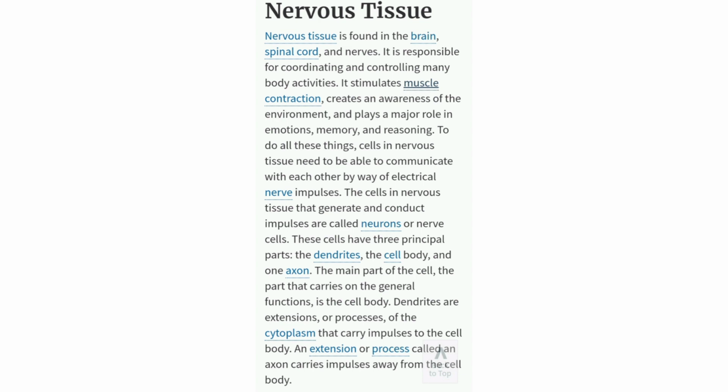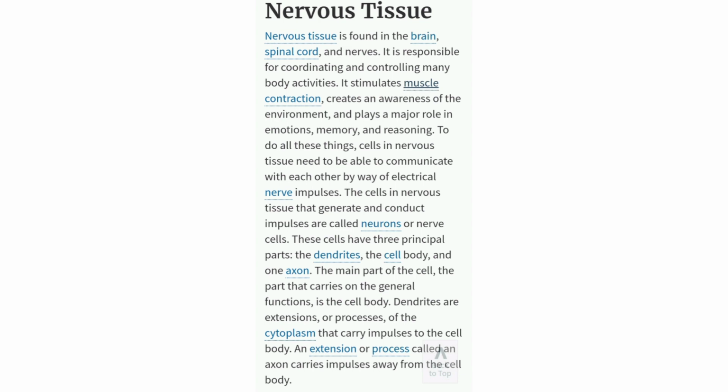To do all these things, cells in nervous tissue need to be able to communicate with each other by way of electrical nerve impulses. The cells in nervous tissue that generate and conduct impulses are called neurons or nerve cells. These cells have three principal parts: the dendrites, the cell body and one axon.